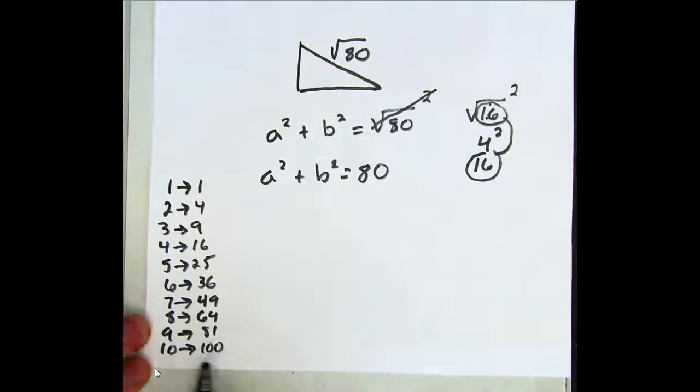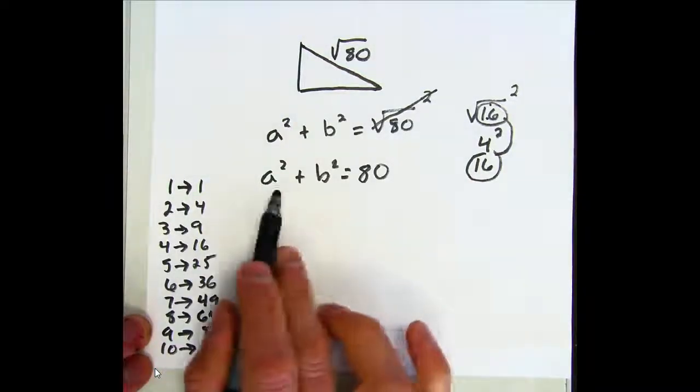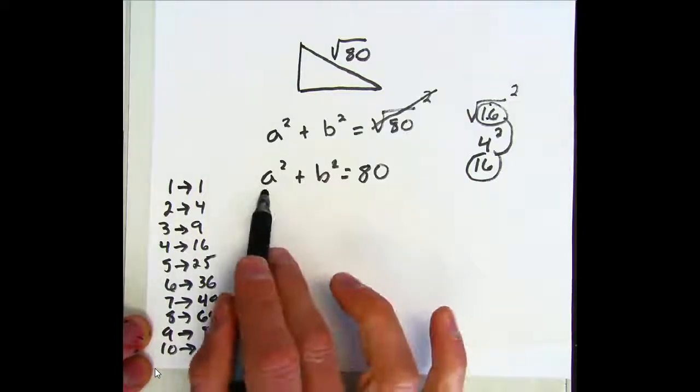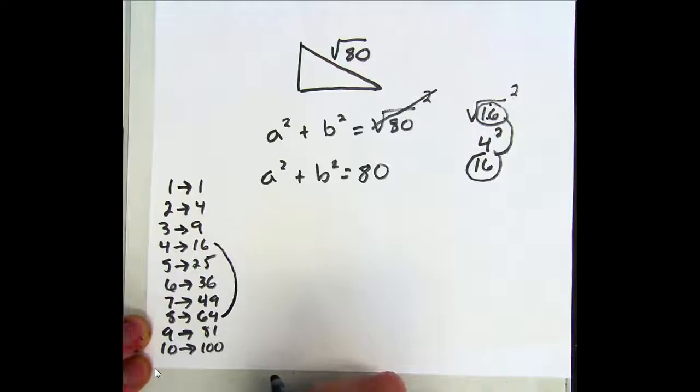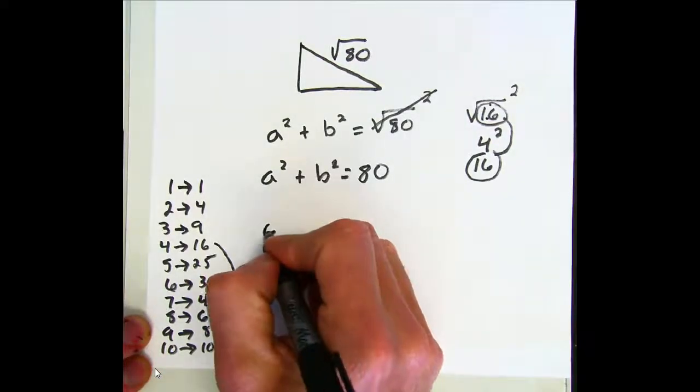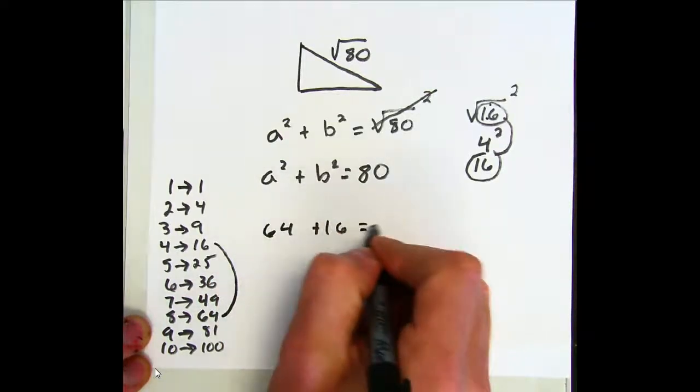So I need to find two numbers that I can add up here that give me 80, because when I square them, they need to add up to that, because remember, I'm squaring the numbers. So I see 64 and 16. Okay? So 64 plus 16 does equal 80.